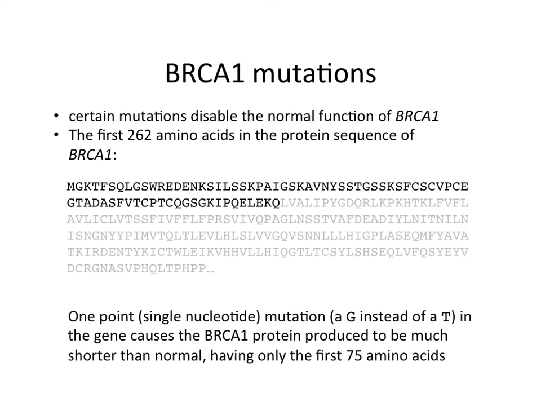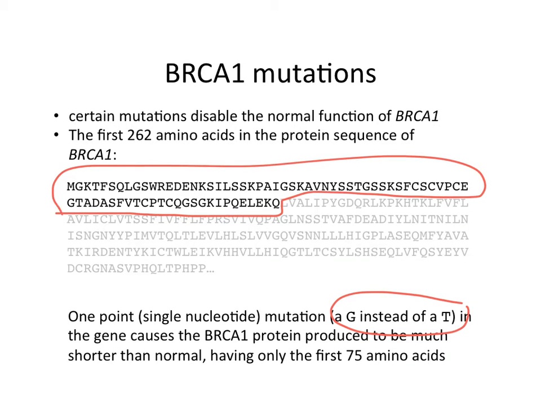There's one single point mutation, so a G instead of a T, at one spot on the chromosome. One nucleotide, there's a G instead of a T. That causes the breast cancer protein that's produced to be just the amino acids that are shown here in black. So you get the first 75 amino acids of the protein, and that's it. Then translation stops. You just get this short, little, tiny piece of the BRCA1 protein.